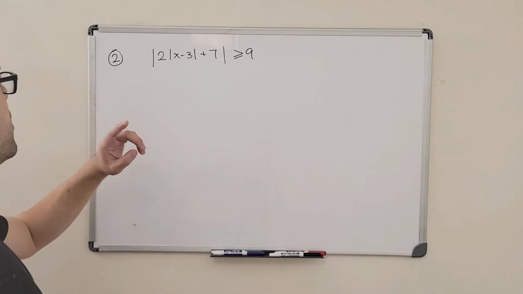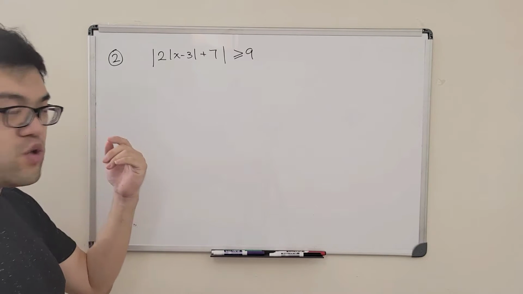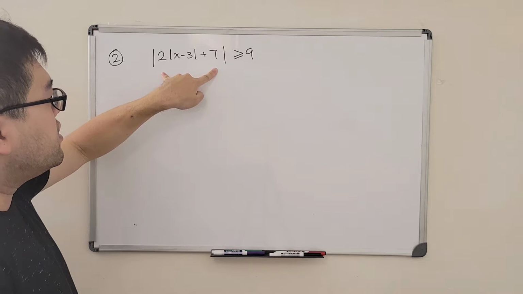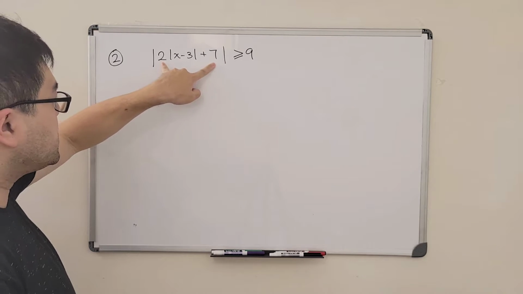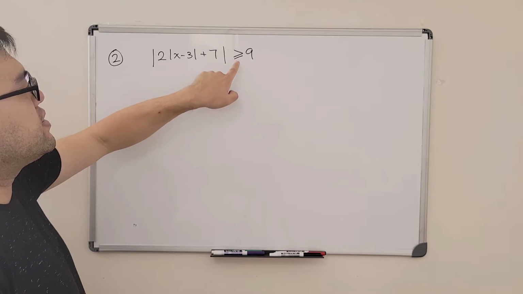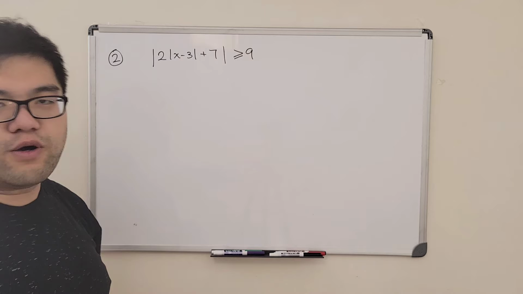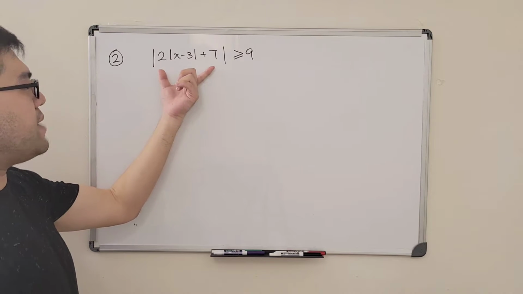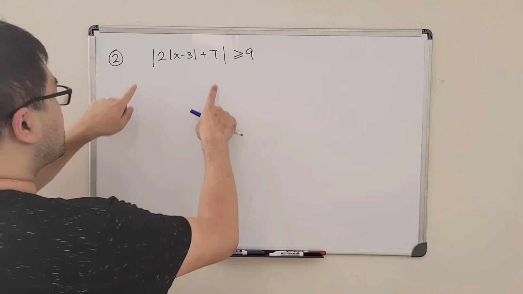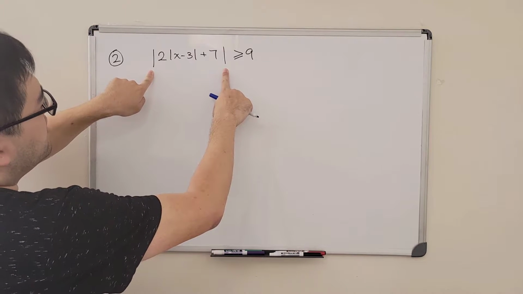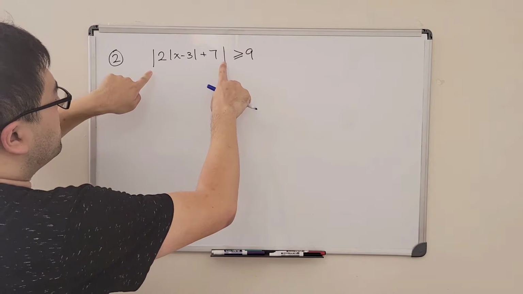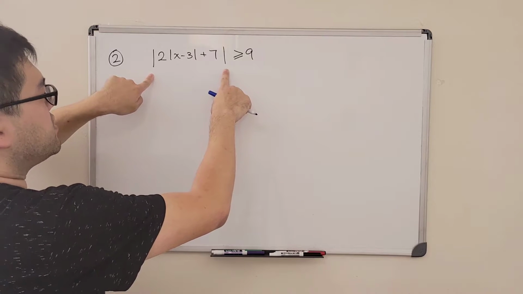Alright, so now we're moving on to the second inequality. This time we have absolute value inside of another absolute value. Namely, we have absolute value of the quantity 2 times absolute value of x minus 3, plus 7, is greater than or equal to 9. How should we do it when there are two absolute values and one is inside of another? Well, first, notice that on the left hand side, the absolute value is actually the outermost thing, meaning that's the first thing we need to take care of.